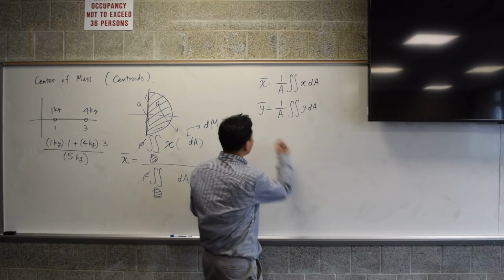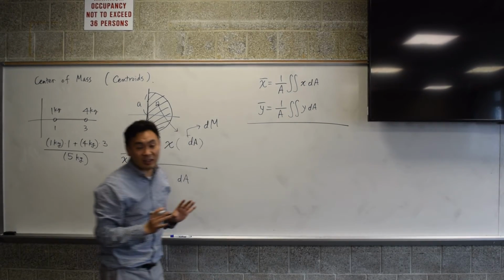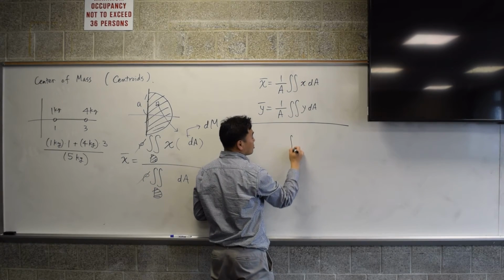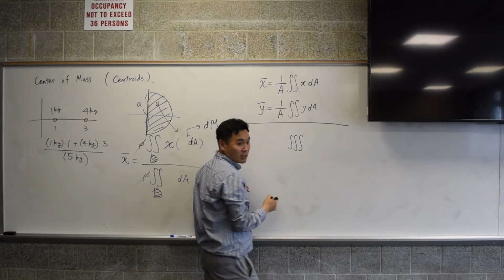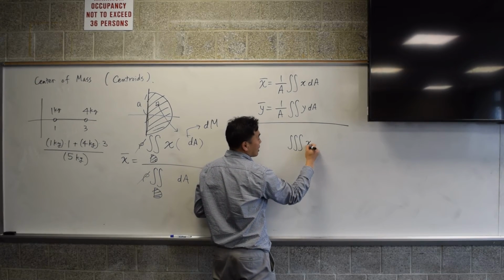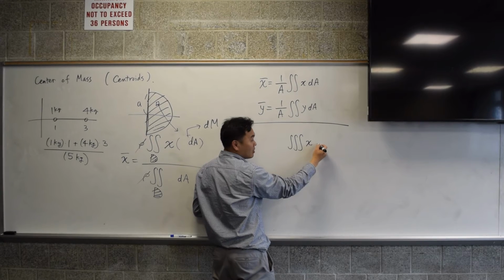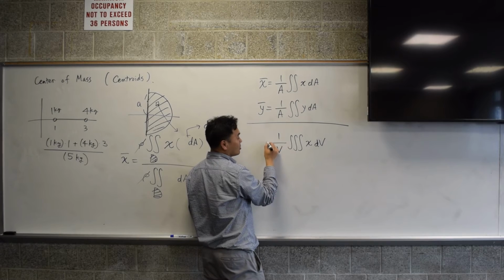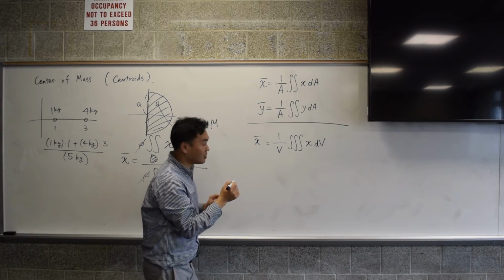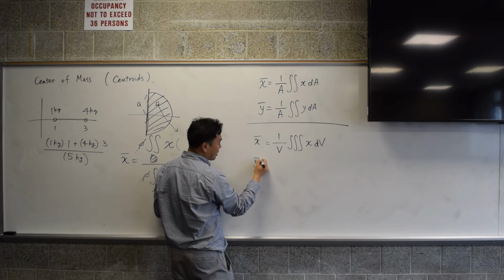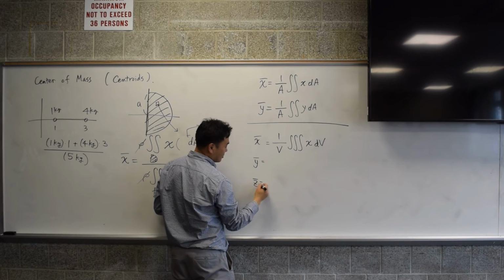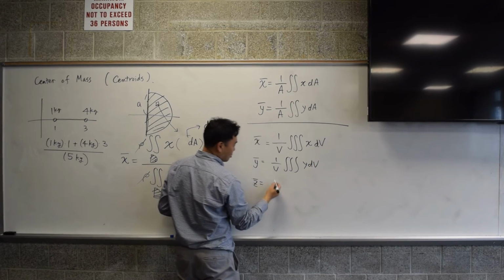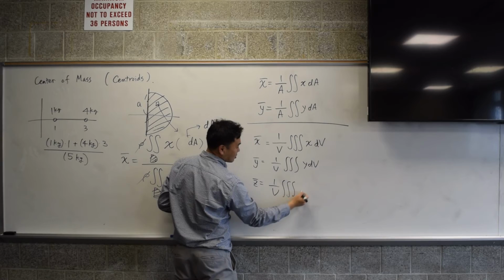Now, in three-dimensional space, you can do the same game. The only difference is, instead of these integrals, you would use triple integrals, integrating by dV, and you would divide by volume. That will be x bar. And then the same thing for y bar and z bar: 1 over V, triple integral, y dV, and 1 over V, triple integral, z dV.